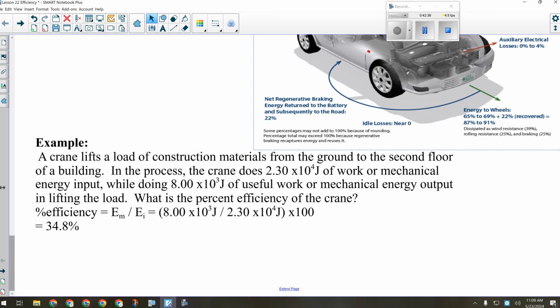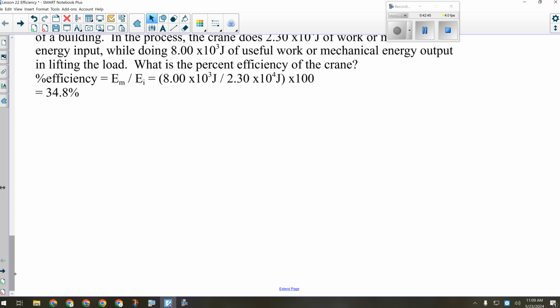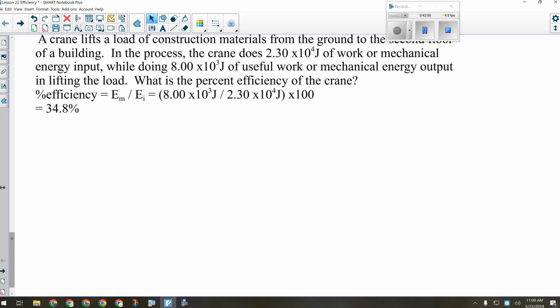Okay, so a crane lifts this load of construction materials from the ground to the second floor of a building. In the process, the crane does 2.3 times 10 to the 4 joules of work, or mechanical energy input, while doing 8.00 times 10 to the 3 joules of useful work, or mechanical energy output. Okay, which one of those numbers is the one that goes in the bottom?